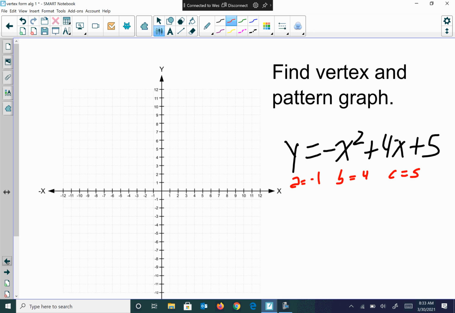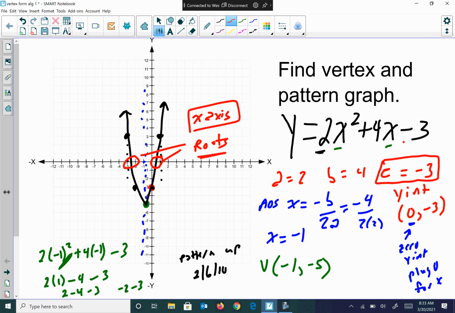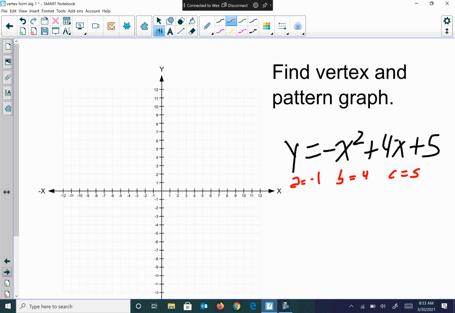Let's go back to the last one. Do I know where that crosses the y-axis because of this? I do. So do I know where it crosses the y-axis here? Yeah, it crosses the y-axis at 0, 5. And again, my friends, that's just one extra point. My pattern graph might show that value, but it might not. It doesn't have to. Does that make sense, me saying something like that?